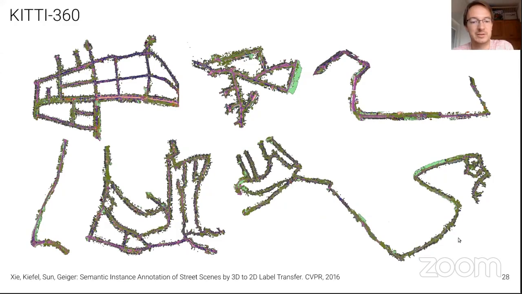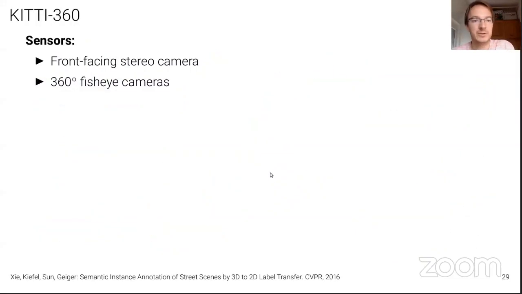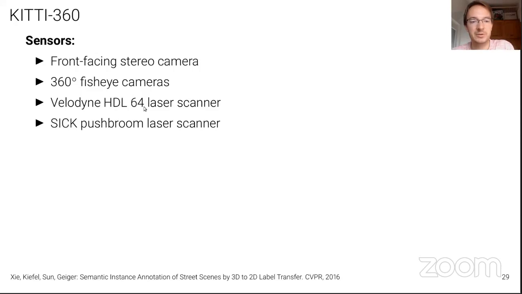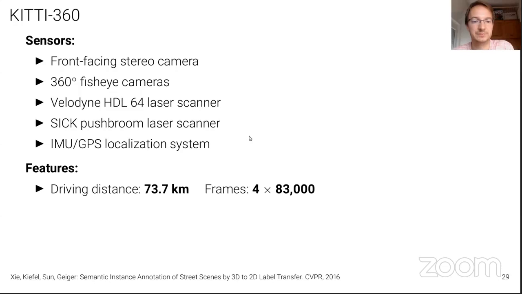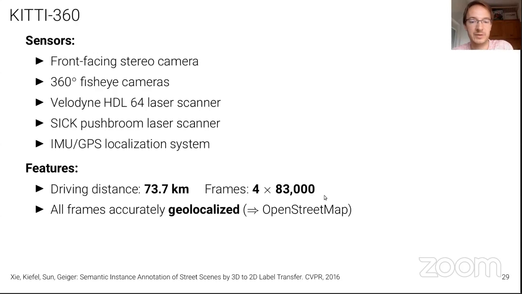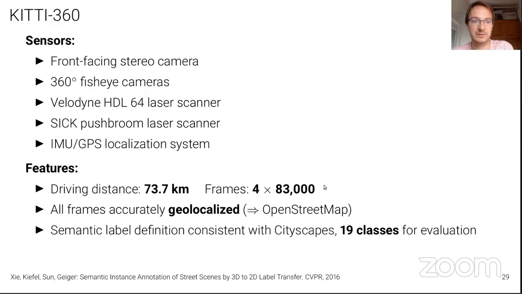Here you can see the training scenes for this data set, and it has, as you can see, semantic information attached to each 3D point. It features, in addition to the front-facing stereo cameras from the KITTI data set, also 360-degree fisheye cameras. And in addition to the Velodyne laser scanner, a SICK Pushbroom laser scanner and a GPS localization system. We have recorded about 73 kilometers of driving that yields 4 times 83,000 frames in total. All frames are accurately geolocalized, which allows for exploiting information such as OpenStreetMap, for instance.